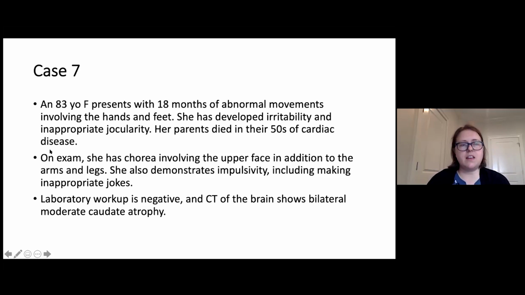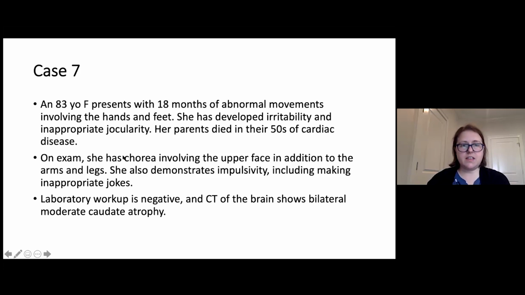So this is an 83-year-old female who presents with 18 months of abnormal movements involving the hands and feet. She's developed irritability and inappropriate jocularity. Her parents died in their 50s of cardiac disease. On exam, she has chorea involving the upper face in addition to the arms and legs. She also demonstrates impulsivity, including making inappropriate jokes. Her laboratory workup is negative, and CT of the brain shows bilateral moderate caudate atrophy.